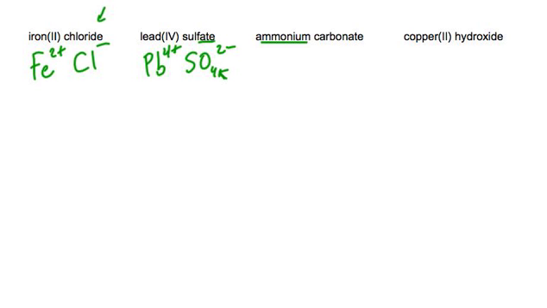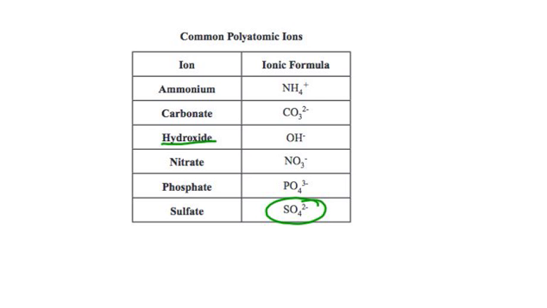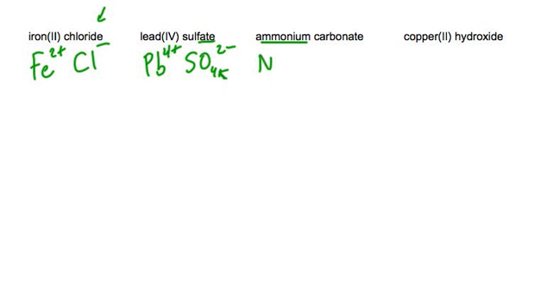All right, next, ammonium. You might be looking forever on the periodic table saying, where is ammonium? Well, it's not on the periodic table. It's a polyatomic ion. It's NH4+. So I'm going to write NH4+.